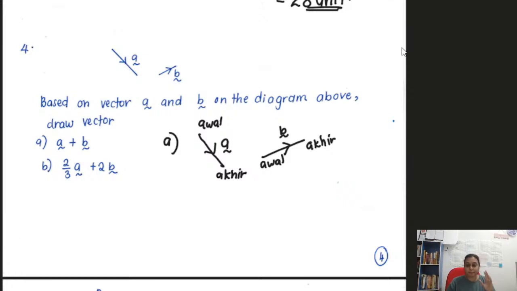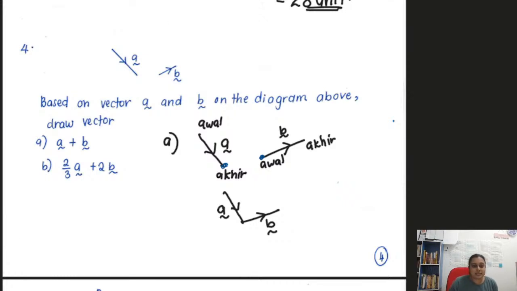Okay, so apa yang kita perlu buat? Kita kena sambungkan. We must connect the terminal and the initial. Kita kena sambungkan that part. We have to connect that part. So when you draw, bila lukis A kan, dia punya connection untuk B dekat sini. The B connection will be here. Alright, B connection will be here.